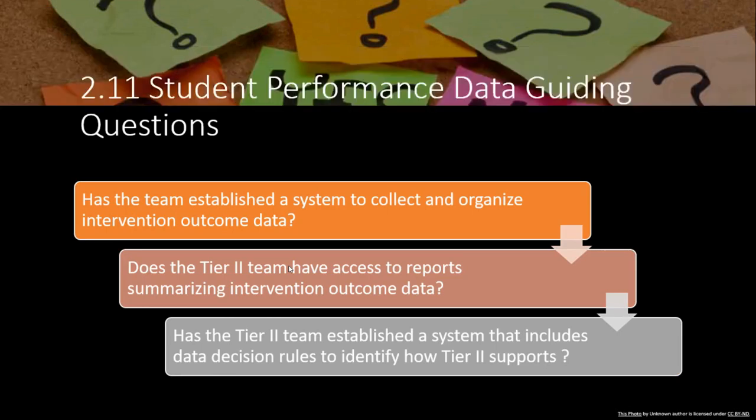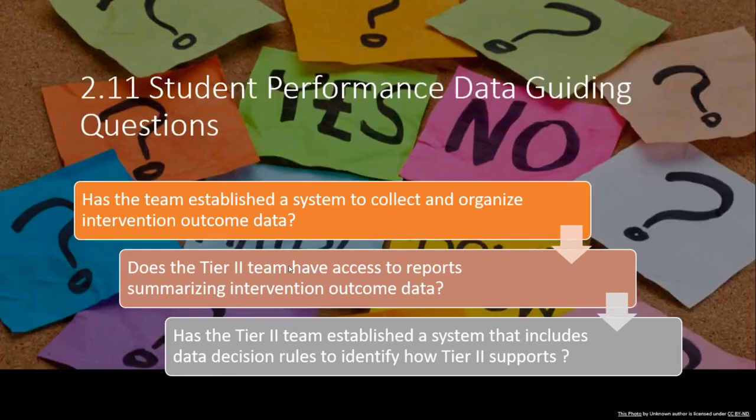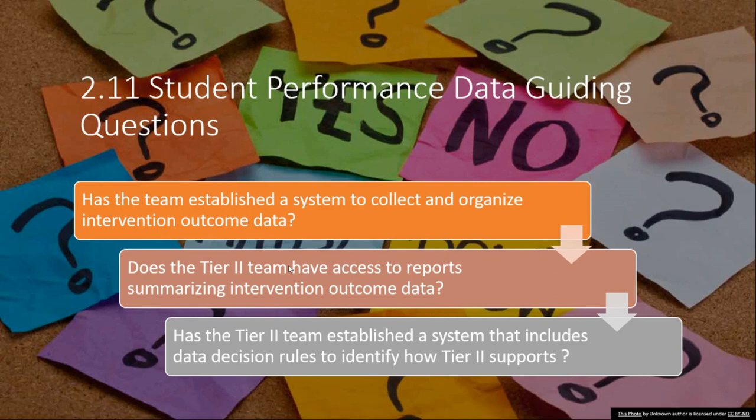Some guiding questions for that item are: has the team established a system to collect and organize intervention outcome data? Does the Tier 2 team have access to reports summarizing intervention outcome data? And has the Tier 2 team established a system that includes data decision rules to identify how students are responding to Tier 2 supports? So again, it's very important that there's a process in place to track, monitor, and make decisions about how well students are responding to those Tier 2 interventions.